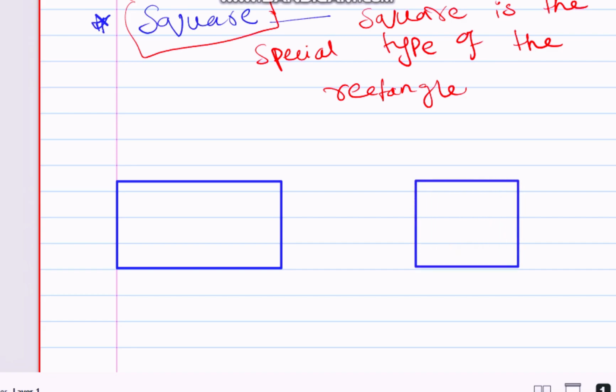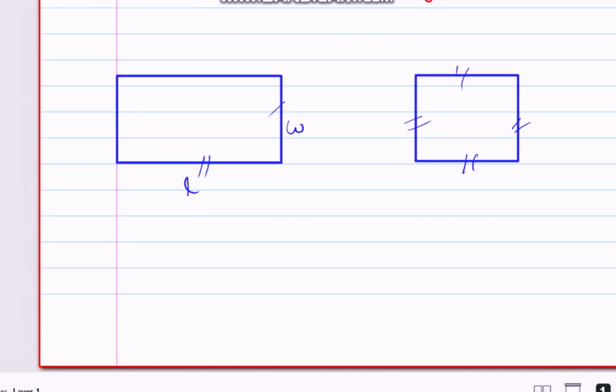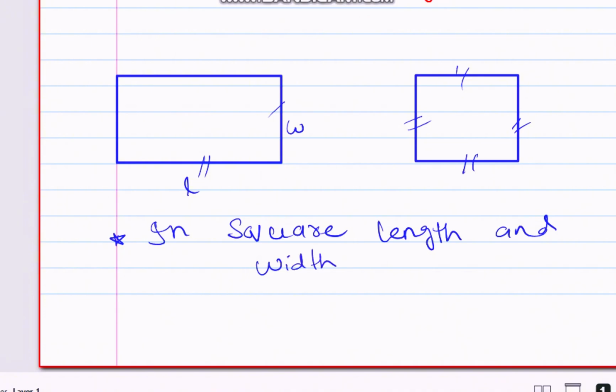Now what is the difference? The difference is very clear. Dear students, this is called the length and this is the width. We can easily see that this distance is greater than this one, so length is greater than width. But in the square, both the length and the width are equal. Let me write a star point here: in a square, length and width are equal. So this is the basic difference between the square and the rectangle.